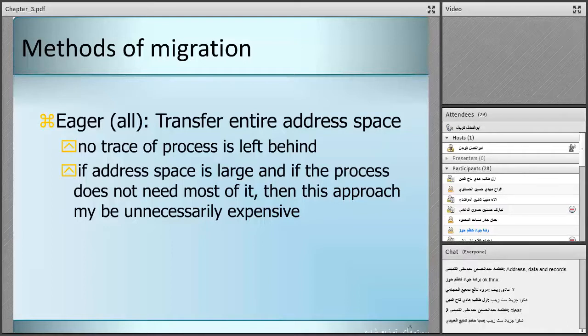Okay, eager-all. It is the first method. In this method, we transfer all things of the process. No trace of the process is left behind. That is, all things on the source machine will be removed and will be created on the destination machine. With the eager-all method, we firstly change the state of the process to wait or block or sleep, and then move it to the destination machine.